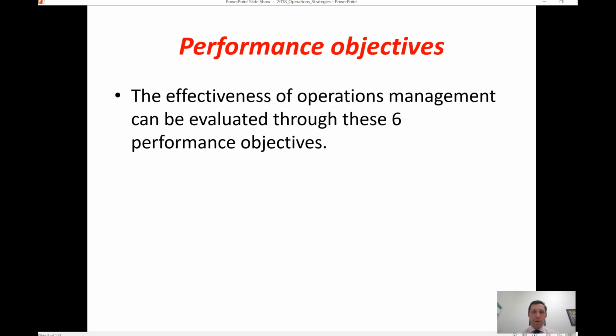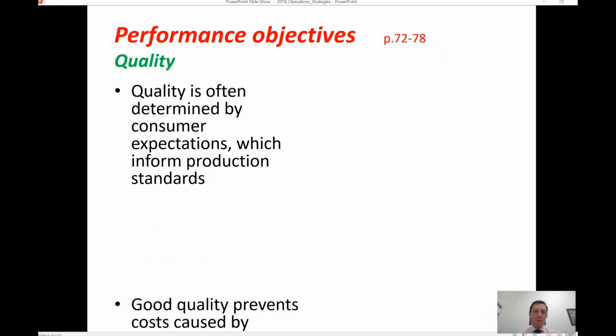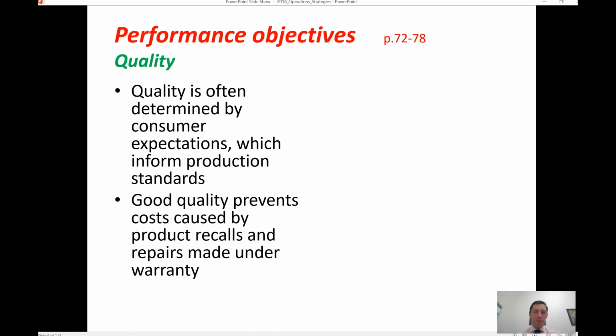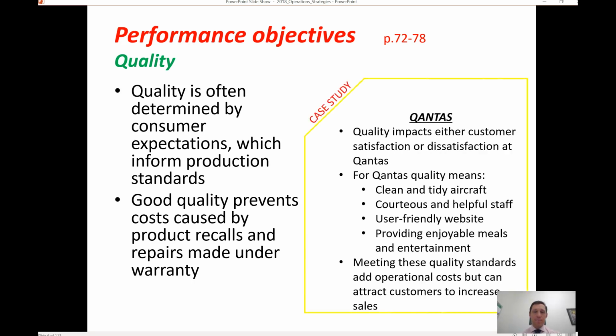So really we're looking at how effective operations management can be, and if it's not effective, what objectives could they change or update to make them more effective. Quality is the first one, and generally can be determined by consumer expectations: what do the customers actually want, and are those being met? Good quality prevents costs caused by product recalls and repairs made under warranty. So setting a quality objective and adhering to it will allow the business to achieve its objectives.